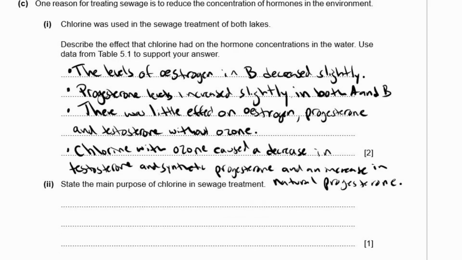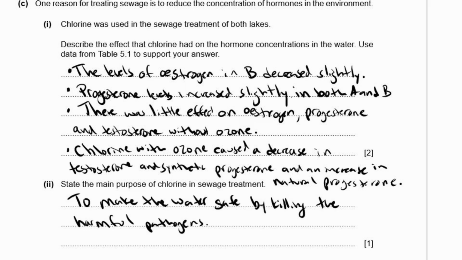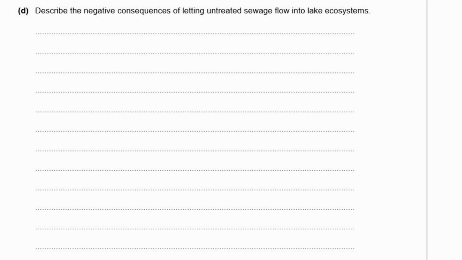Okay. 2, state the main purpose of chlorine in sewage treatment. Well, the main purpose of chlorine is to kill the bacteria or pathogens and to make the water safe. To make the water safe by killing the harmful pathogens. All right. D, describe the negative consequences of letting untreated sewage flow into lake ecosystems.